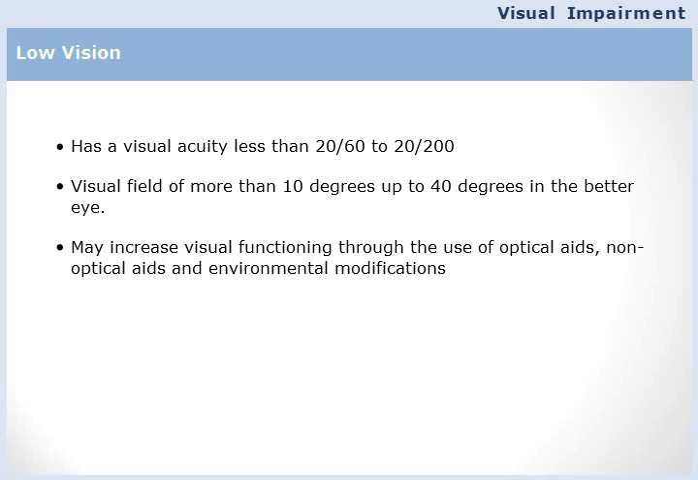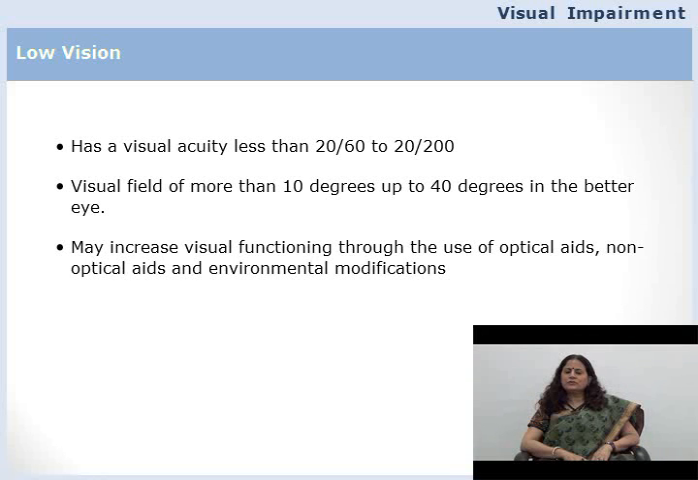According to WHO, a low vision person is one who has a visual acuity less than 20 by 60 to 20 by 200, and he has a visual field of more than 10 degrees up to 40 degrees in the better eye. Another definition of low vision is that a low vision person is one who has some vision and his visual efficiency can be improved with the help of optical aids, non-optical aids and environmental modifications. This definition has educational implications.